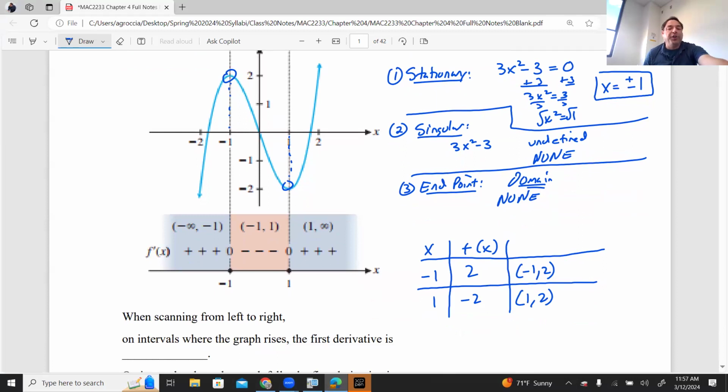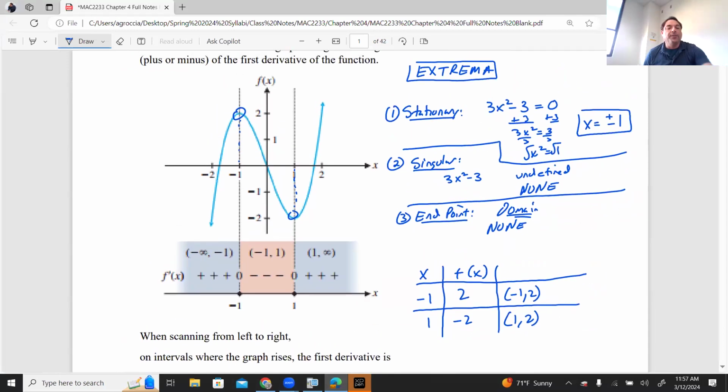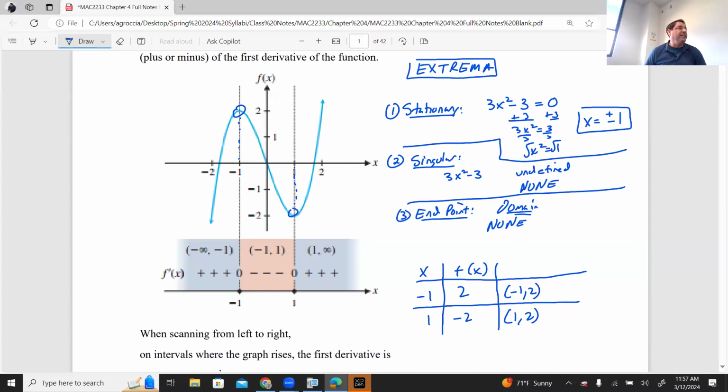Now, good news for you, the graph is already there. Normally it's not. Okay, but since it is, let's take advantage. -1, 2. Is that an extrema? Yes or no? Yes. And what is it? Local max. And remember, this came from stationary.